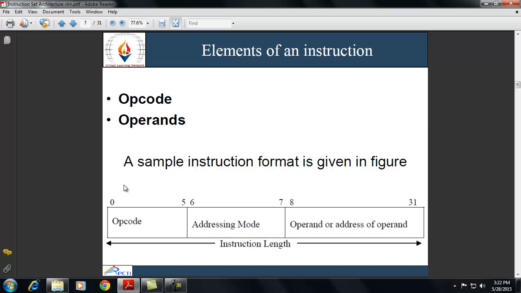You can see in this that the opcode size is 6 bits. So in general it will have 2 raised to power 6, that is 64 operations total. There is only one operand address in this machine. There are 2 bits for addressing mode, which specifies the mode of address. Therefore, 2 raised to power 2, that is 4 different addressing modes are possible for this machine. And the last field, that is 8 to 31, that is 24 bits, is the operand and the address of the operand field.